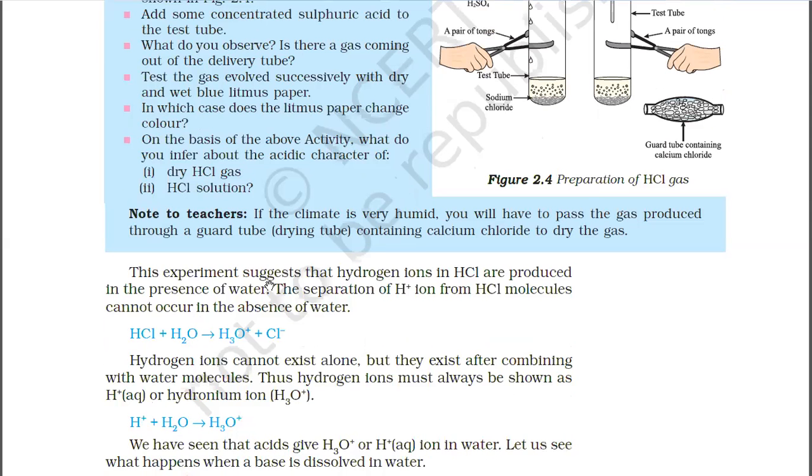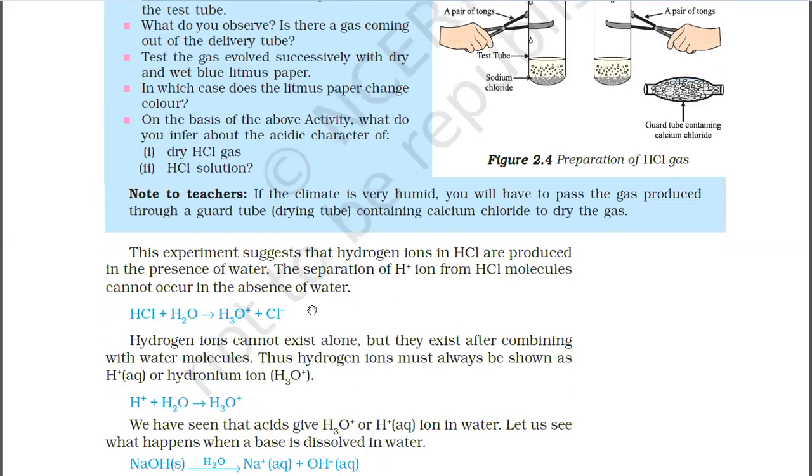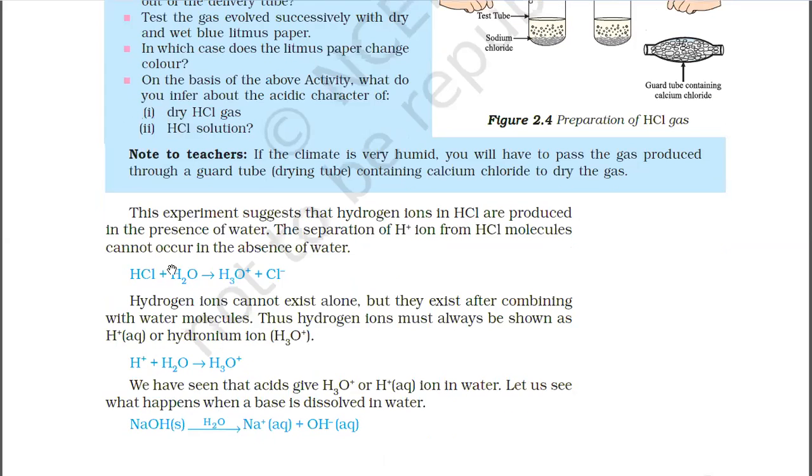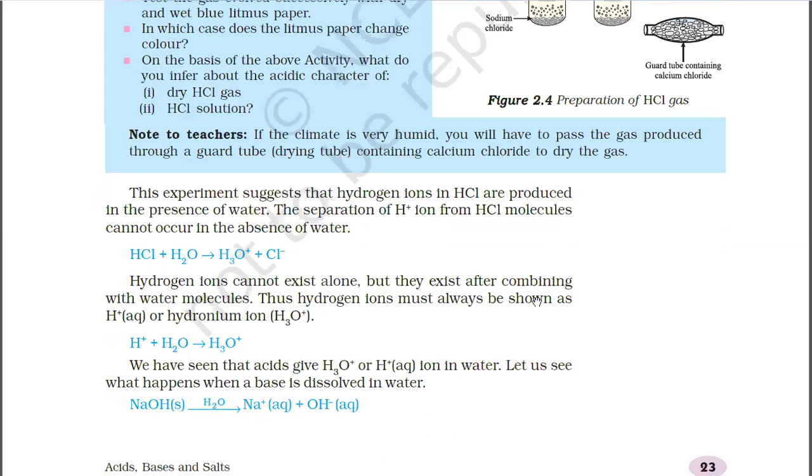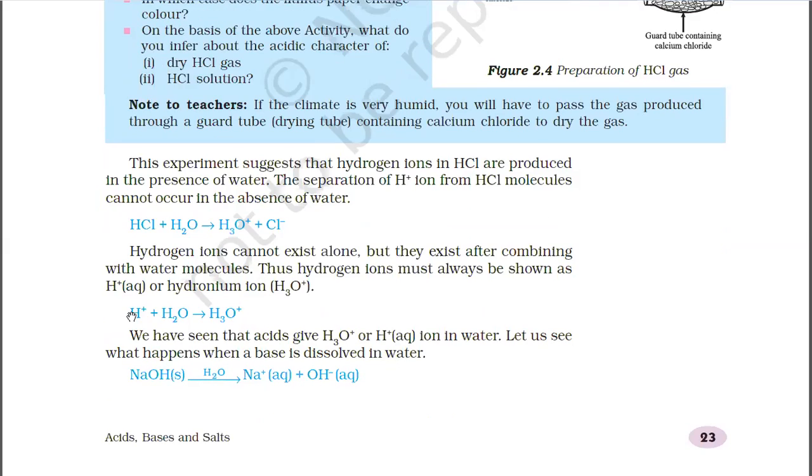This experiment suggests that hydrogen ions in HCl are produced in the presence of water. The separation of hydrogen ion from HCl molecules cannot occur in the absence of water. HCl plus H2O gives hydronium ion plus chloride ion. Hydrogen ions cannot exist alone, but they exist after combining with water molecules. Thus, hydrogen ions must always be shown as H+(aq) or hydronium ion, which is H3O+. H+ plus H2O gives H3O+.